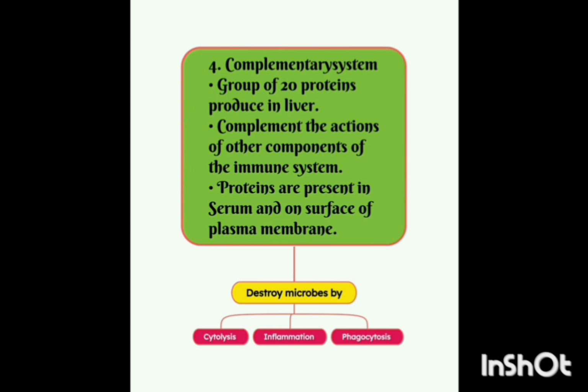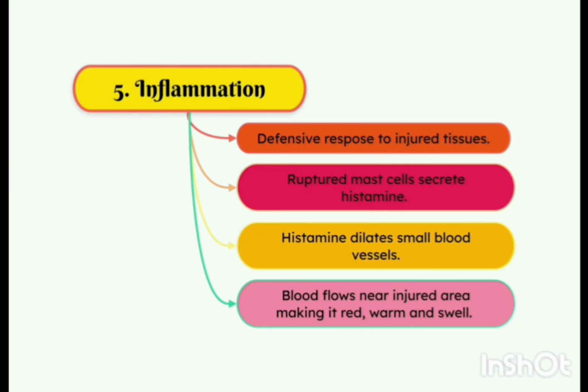Now next is the complement system. There is a group of 20 different proteins which are produced in the liver. They complement the action of other components of the immune system. That is why they are named so. These proteins are present in serum and on the surface of plasma membrane. They destroy microbes in three different ways: by cytolysis, by inflammation, and by phagocytosis.